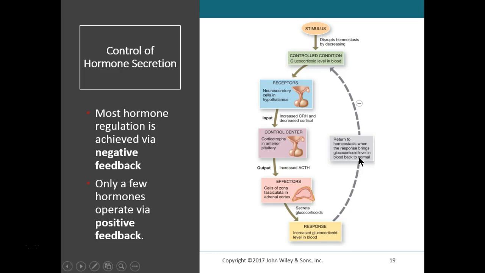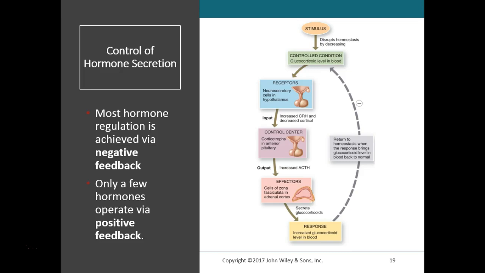Now, once blood sugar gets back to normal, homeostasis has been restored. That negative feedback shuts down until the next time. So the negative feedback loop there keeps things in balance. There's a stimulus that says something got away from normal, then an action occurs to get it back to normal, then the action stops.